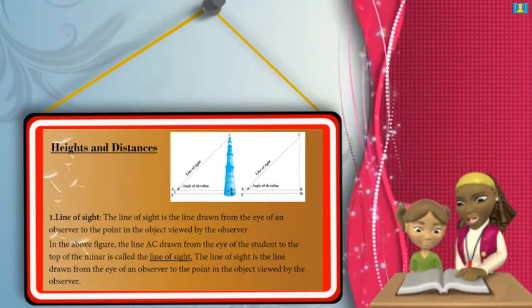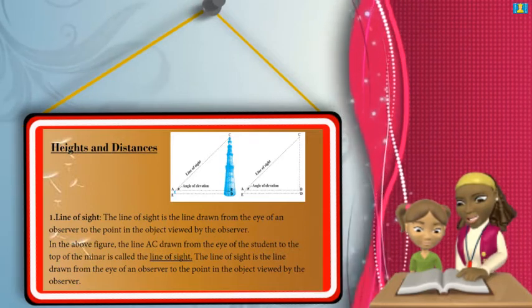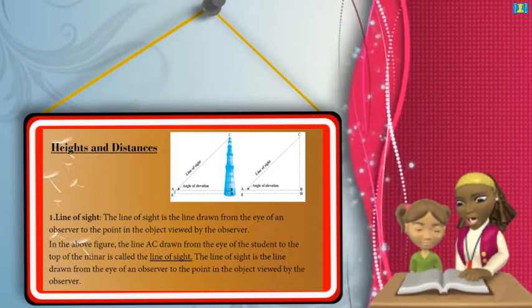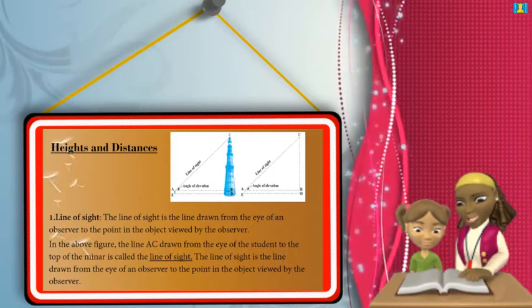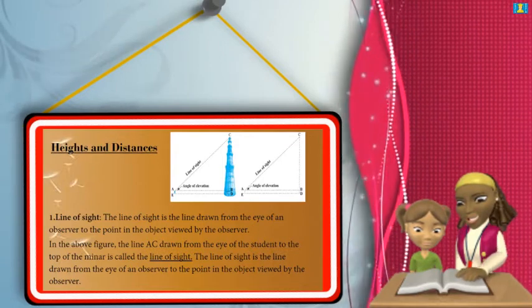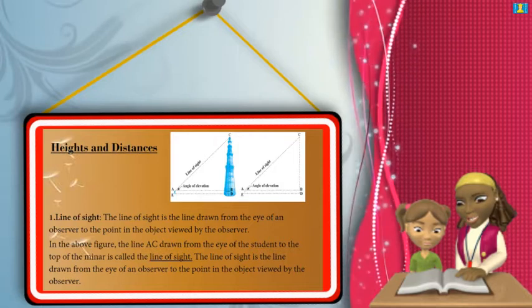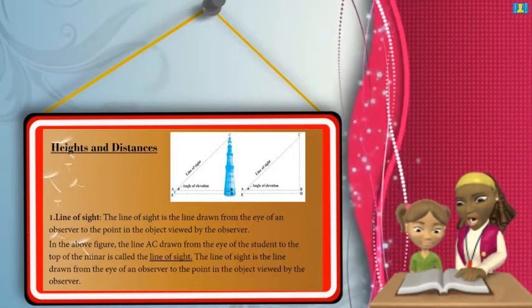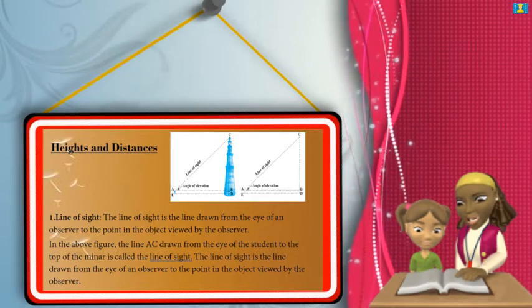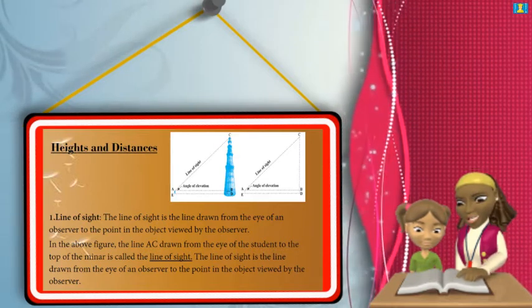Line of sight. Line of sight is the line drawn from the eye of an observer to the point in the object viewed by the observer. In the above figure, the line AC drawn from the eye of the student to the top of the minar is called the line of sight.